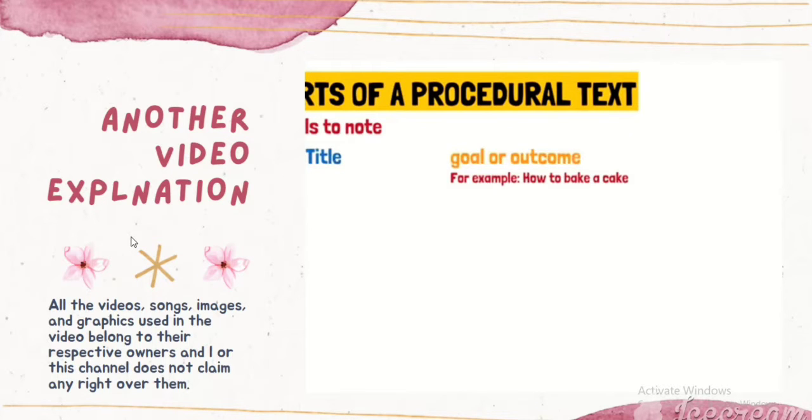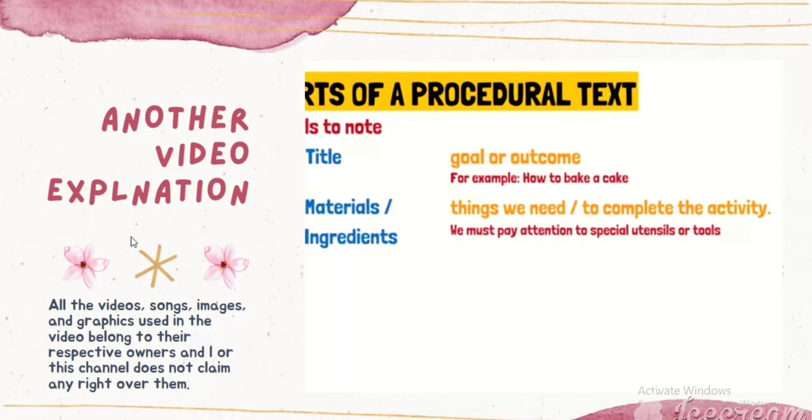The title is the goal or the outcome of the activity. For example, how to bake a cake. The materials or ingredients are the things we need to complete this activity. For example, we need flour, eggs, and butter to bake a cake.